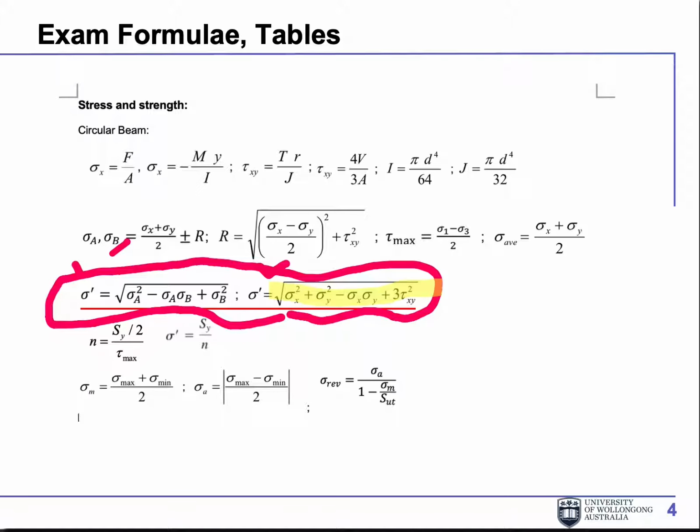So I'll go back again. This is the equation we provide in the exam. This one is if you know the principal stress, you do this. This one is if you just start with the loading condition, that's what you use.